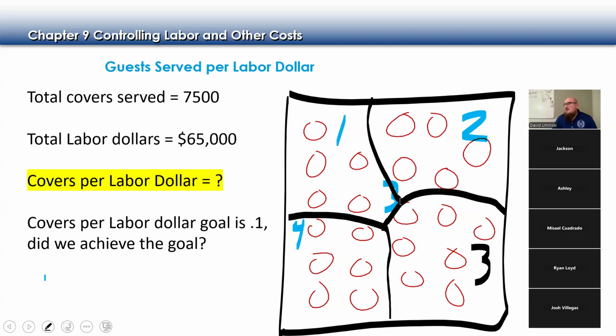Okay. Manager walks out. Hey, we're going to four servers. So stations 1, 2, 3, and 4, you're still on. Sections 5 and 6, make sure you do your side work before you check out and do your reports. Okay. And so that's how we monitor and control that productivity with our labor dollars.